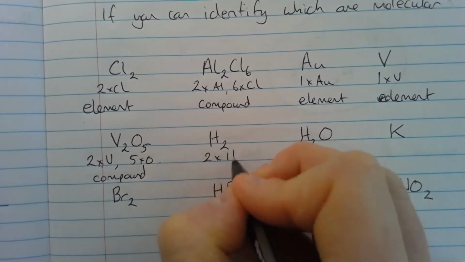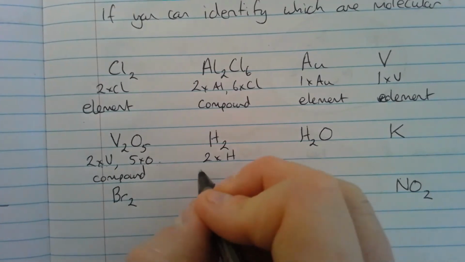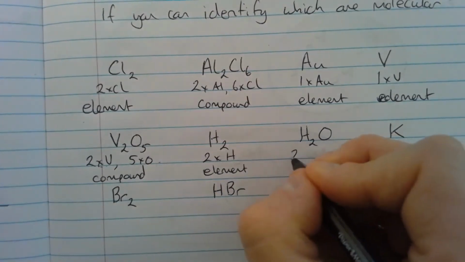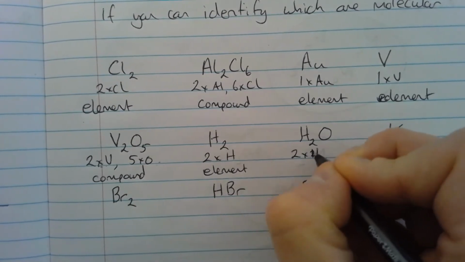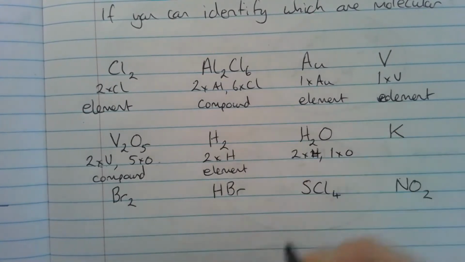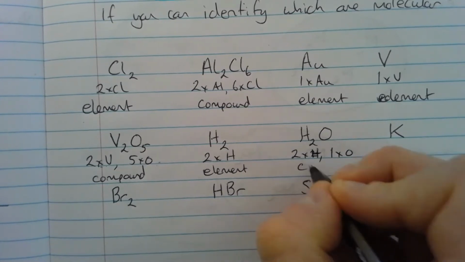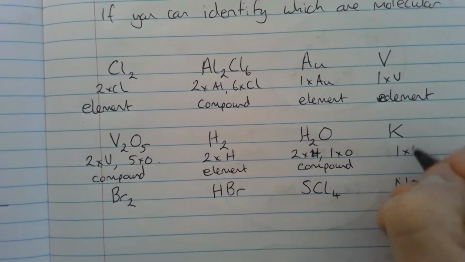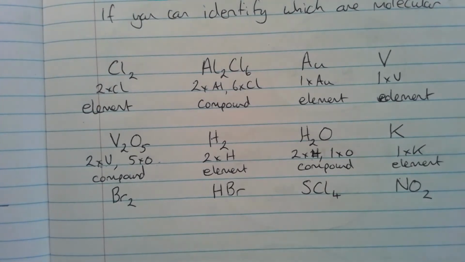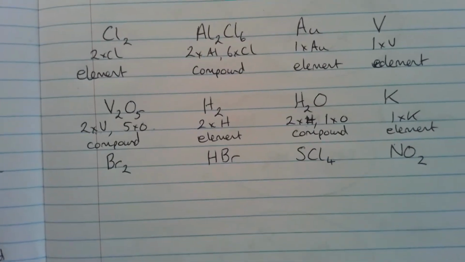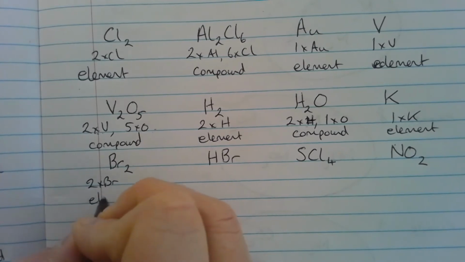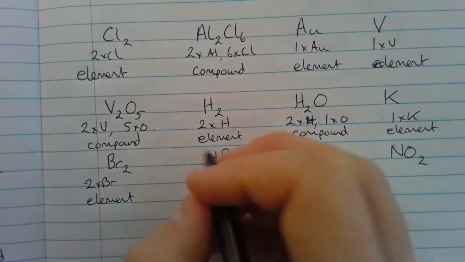Symbol for molecular hydrogen here, 2 times H's. This must be an element. This is the symbol for water, 2 times H's, 1 times oxygen. This must therefore be a compound, as they are different elements. This is just 1 times potassium, which means this must be an element. If we have a look at our last examples here, 2 times bromines.